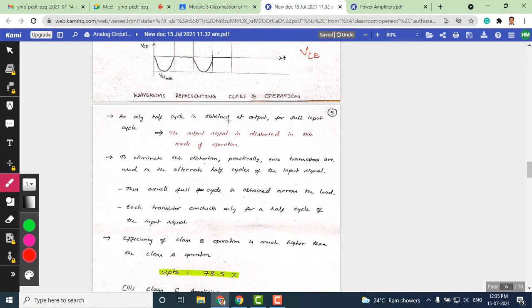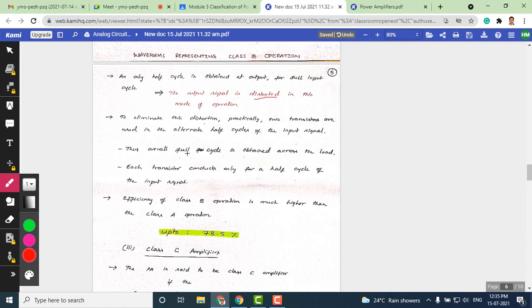As only a half cycle is obtained at the output for a full input cycle, the output signal is distorted. That's the thing you can see here, because the complete cycle we are unable to produce at the output in this mode of operation. To eliminate this distortion, we can use even two transistors.